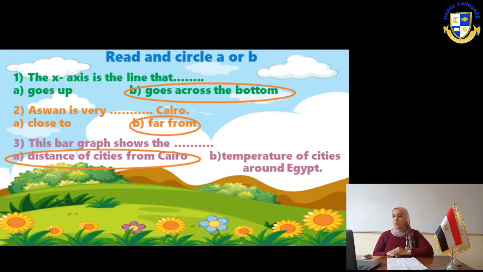Number 2, Aswan is very close to Cairo or very far from Cairo? Of course, it's very far from Cairo. Number 3, this bar graph shows the distance of cities from Cairo or the temperature of cities around Egypt. What is the kind of comparison we are doing in this bar graph? We are showing the distance of cities from Cairo.